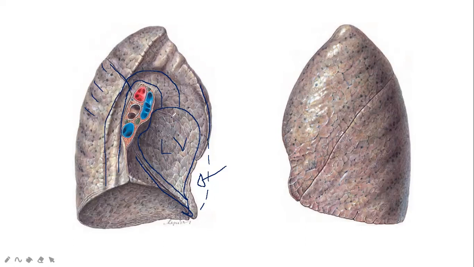So if they ask you the structures in contact with the left lung, now you know. We have an impression for the heart, then an impression for the arc of the aorta, and these impressions are for the branches of the arc of the aorta, all right? That's so simple, just that.